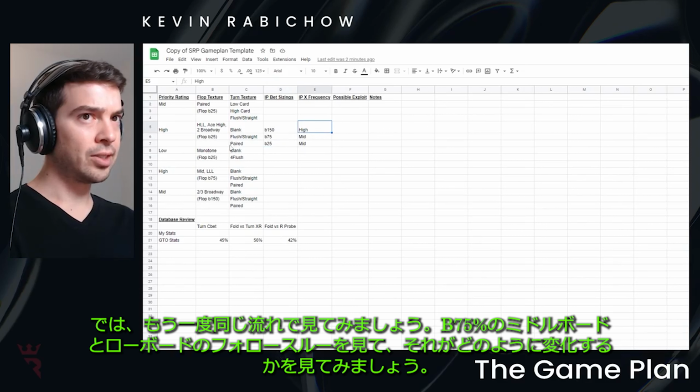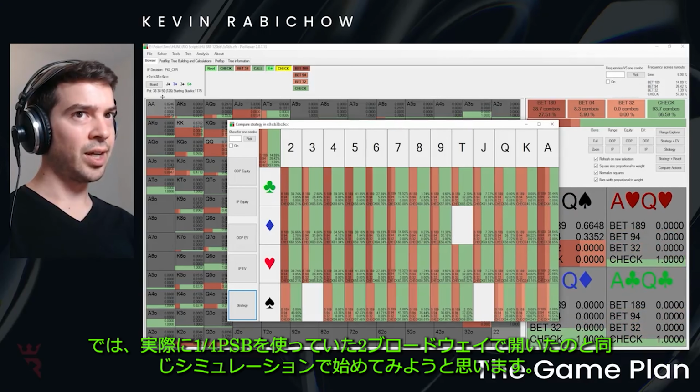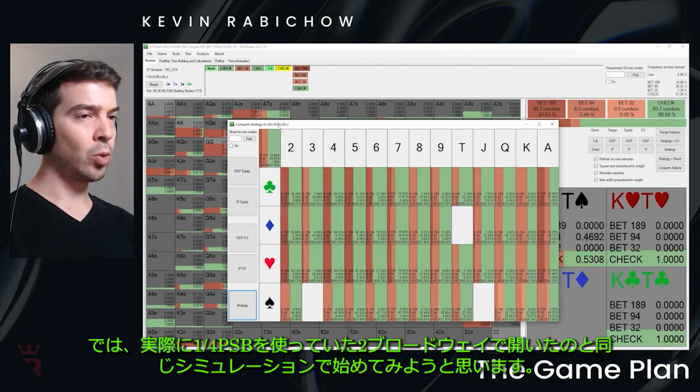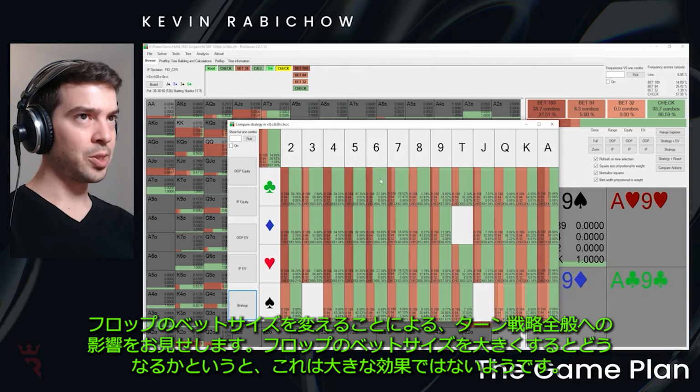So let's go through that same process again. We'll look at the follow-through on B75 for some of these mid and low boards, and we'll see how that changes things. I'm going to start us off on actually the same sim that I had open for 2 Broadway on quarter pot bet sizing, just to show you the impact of changing the flop bet size on the turn strategy in general.